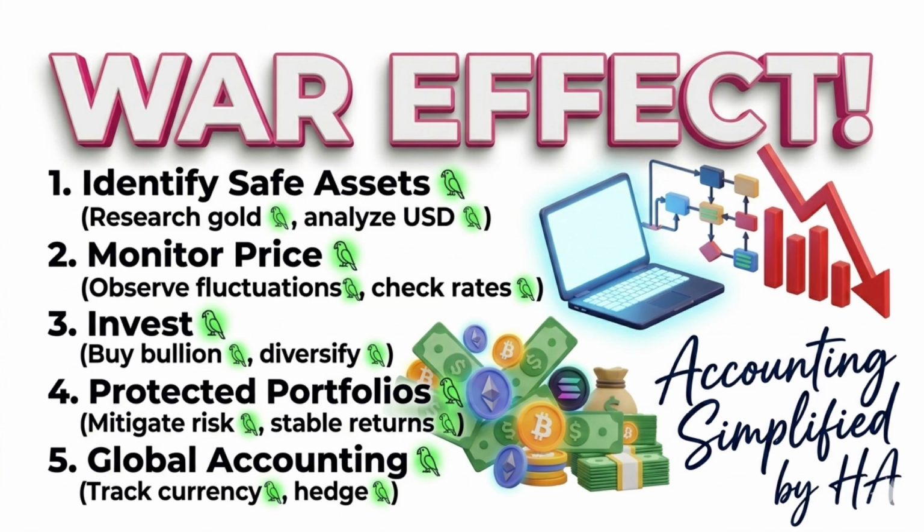Point 4. Protected portfolio. These assets mitigate risk and provide stable returns when markets are crashing. Point 5. Global accounting. Tracking currency strength is essential for hedging your wealth internationally.